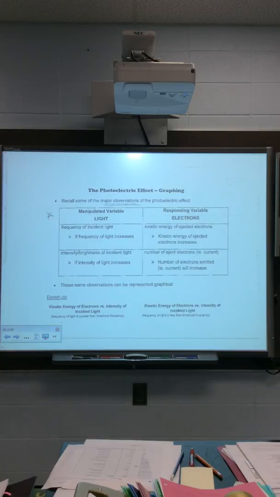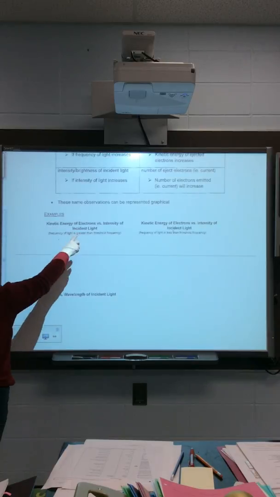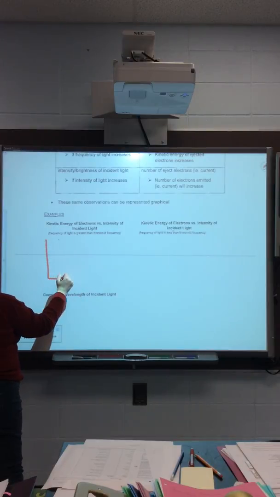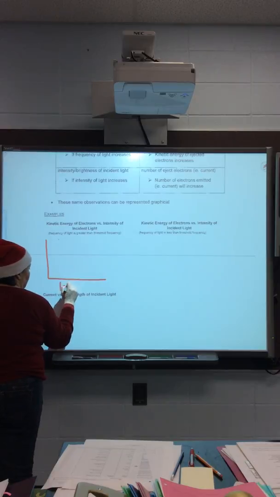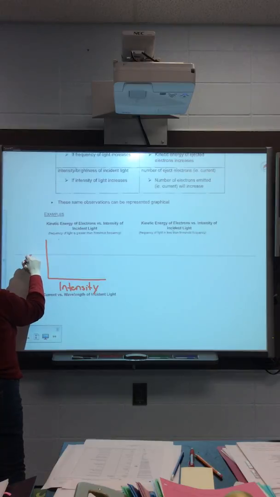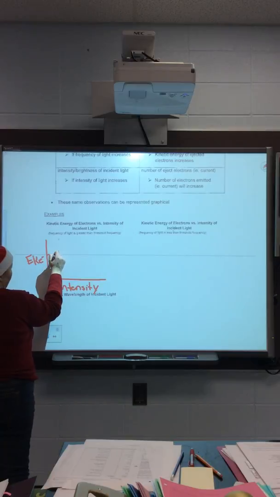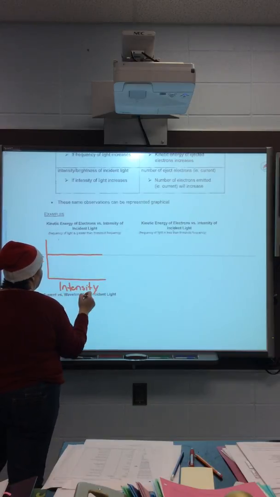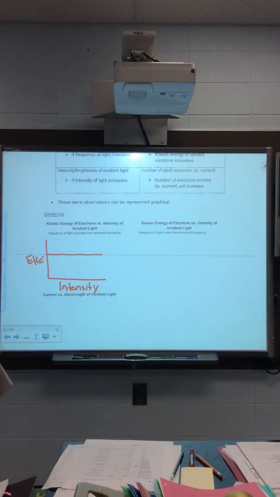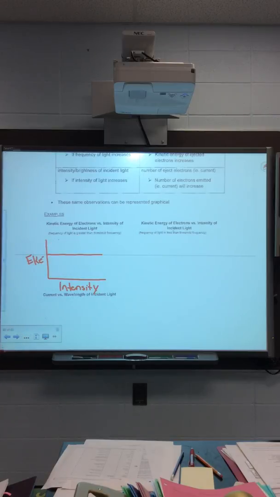So if we're looking at the kinetic energy of electrons versus the intensity of the incident light, what we see here is a graph that looks like this. This is the intensity of the light being shone on the plate, and here's the kinetic energy of the electrons. If the intensity is bright enough, then as the intensity increases, the kinetic energy is maintained. The frequency of the light has to be greater than the threshold frequency.